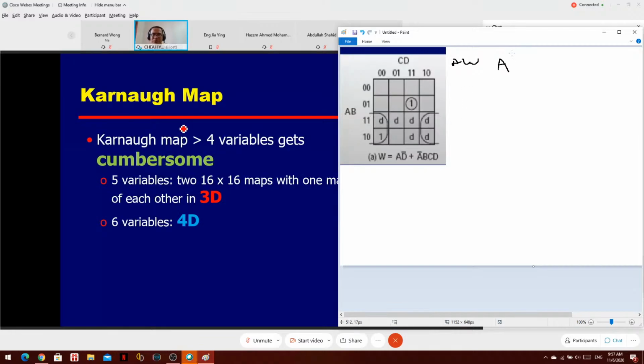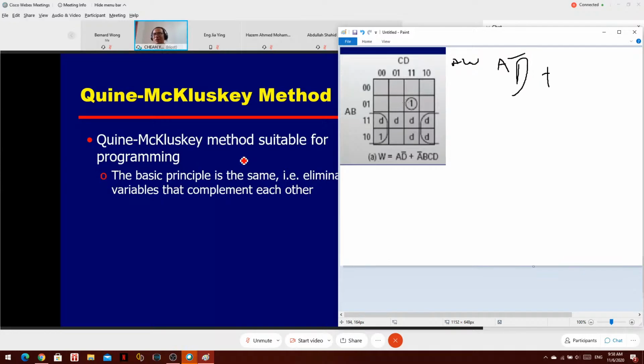So Karnaugh maps is good with 4 variables. When it goes to 5 variables, you need 2 sets of 16 squares. So they need to be overlapped. And then it will become 3D. So very problematic. If you have 6 variables, you'll go into 4D, which we don't want to do. Don't worry. If Karnaugh map comes up for CST 131, it will be up to 4 variables only. All right. So the other method will be Quine-McCluskey's method, which we won't cover today. I will reserve that to next week's lecture.